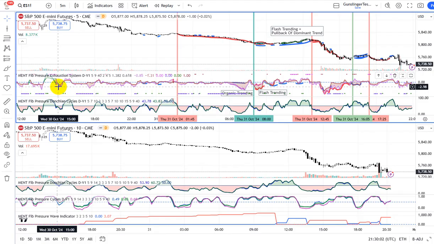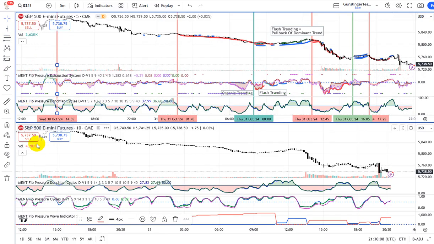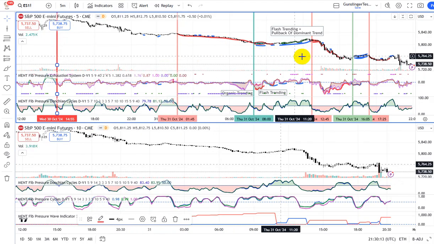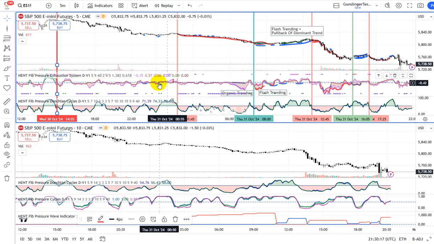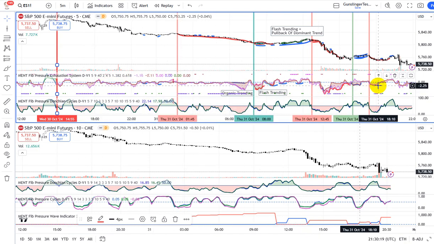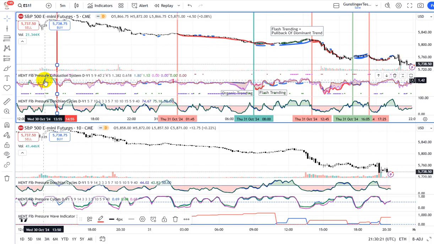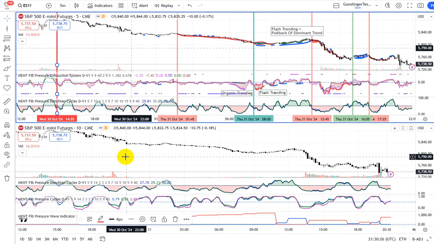We went bearish with pressure from this point onwards. I'm going to mark this with a very big dark red bar. This was all bearish with the pressure system. It was all red, all the way across. You see a little rotation over here with greens. This was the previous couple of bars, but now look over here.